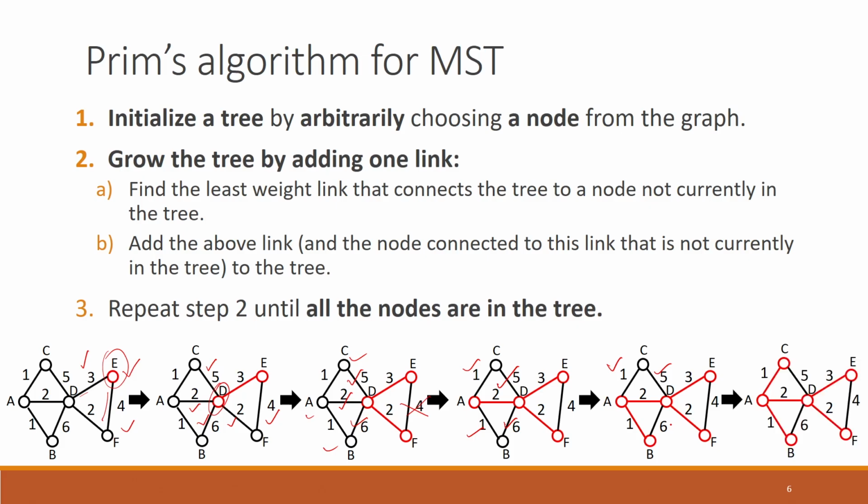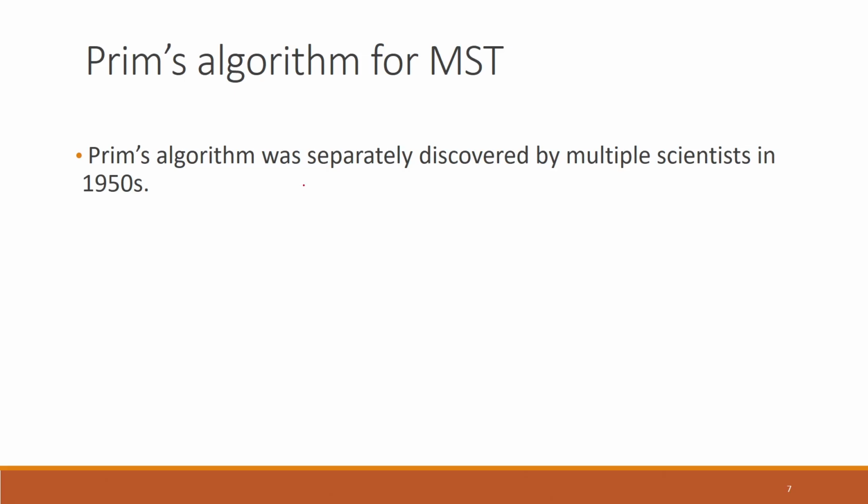Okay. So this is the minimum spanning tree that you have got here. So you can see that this solution is the same as what you had got in the previous slide also. Okay. So this Prim's algorithm is also guaranteed to give the optimal solution, or it will give the minimum spanning tree, and this also has an underlying proof behind it which guarantees that for any problem that you give, this algorithm will give you the minimum spanning tree. But since the time is limited, we will not be going through that proof here. Okay. So this Prim's algorithm was discovered separately by multiple scientists in the 1950s.